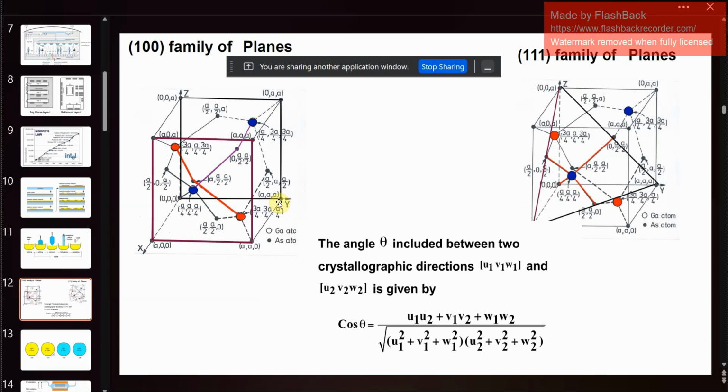It has two unit cells that are combined into one, wherein they are shifted by 45 degrees. So this is how the families of planes look, and if you want to find out the angle between the two planes, this is what the formula is. Basically, u1, u2, u3 are the intercepts.